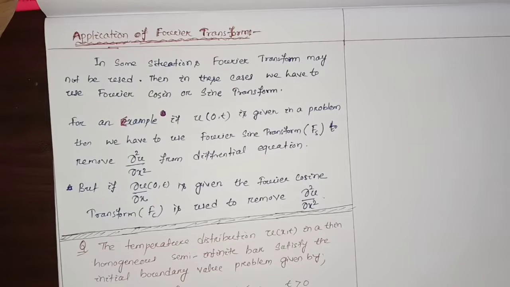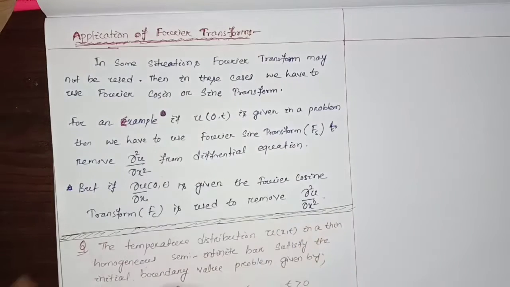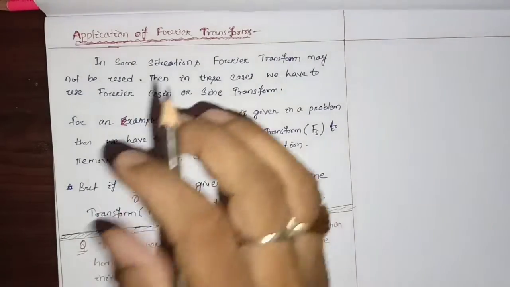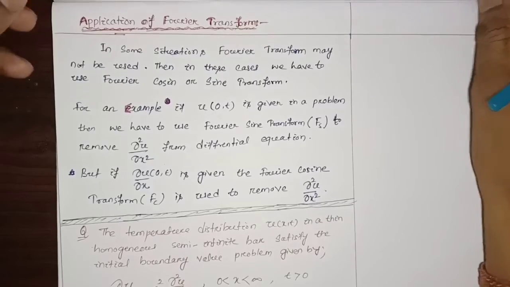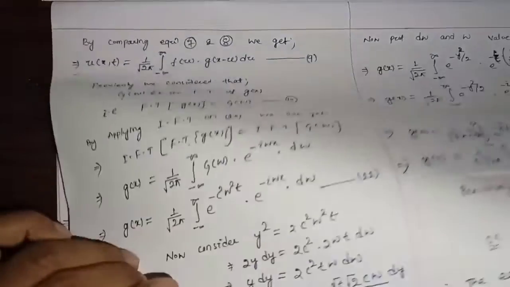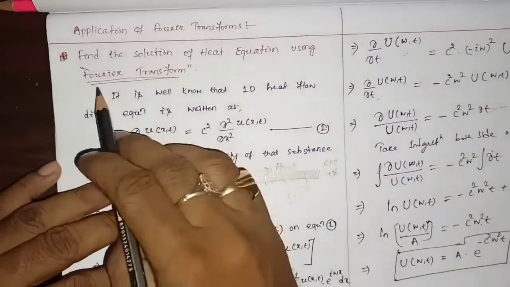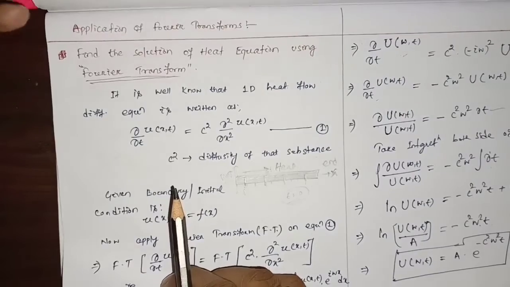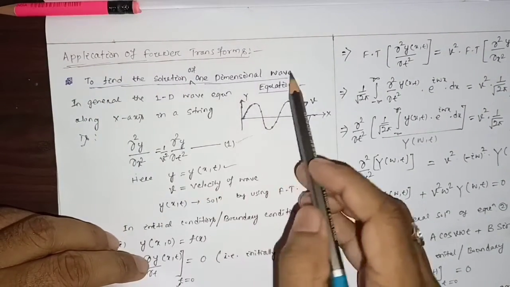Okay, hello everyone. We are discussing application of Fourier transform. In this class, we are going to discuss somewhat different type of problem as compared with the previous two. In our previous class, we discussed heat flow along a substance, that is, finding the solution of the heat equation using Fourier transform. And before that, we discussed finding the solution of the one-dimensional wave equation.